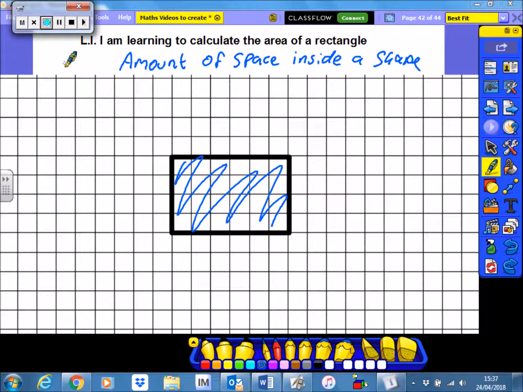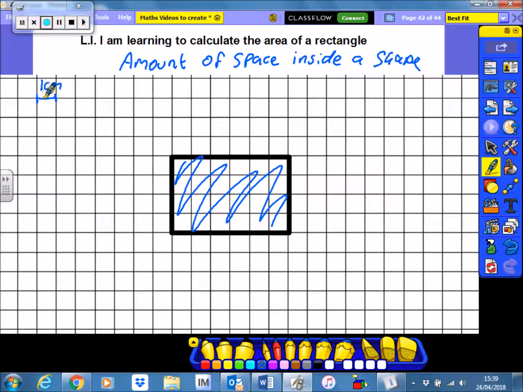Now normally when we talk about other types of measurement, such as for instance perimeter, we're usually talking about straight line distances, such as centimeters or meters or some other unit of length. When it comes to area though, we don't measure in straight lines. Instead, we basically measure in boxes.